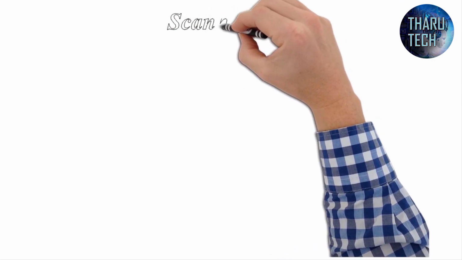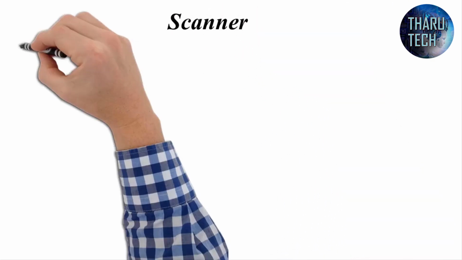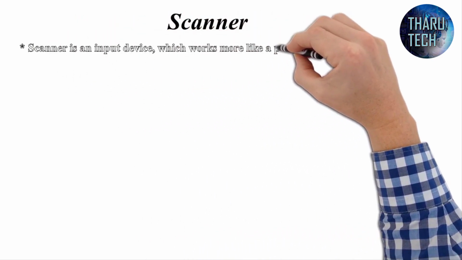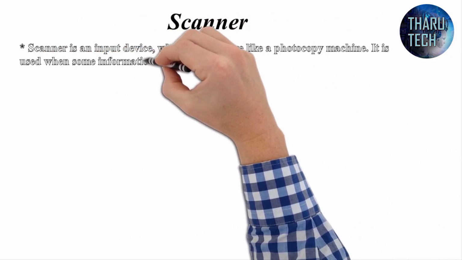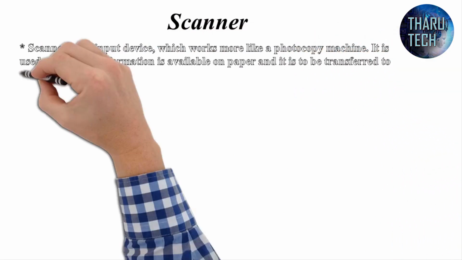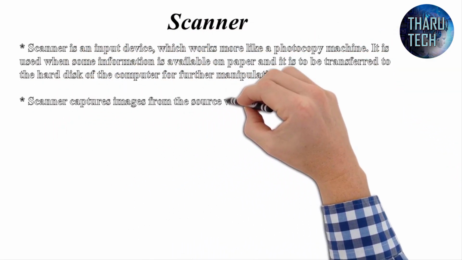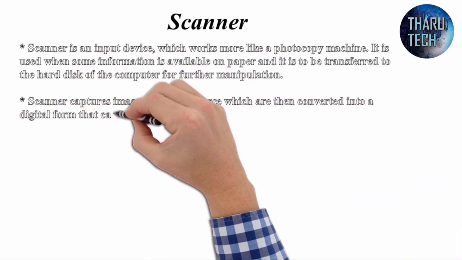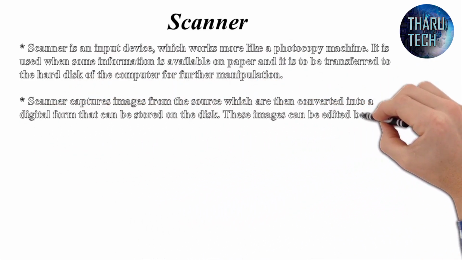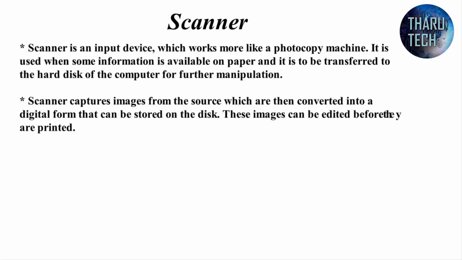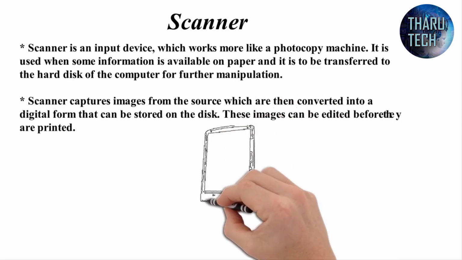Scanner. Scanner is an input device, which works more like a photocopy machine. It is used when some information is available on paper and it is to be transferred to the hard disk of the computer for further manipulation. Scanner captures images from the source which are then converted into a digital form that can be stored on the disk. These images can be edited before they are printed.